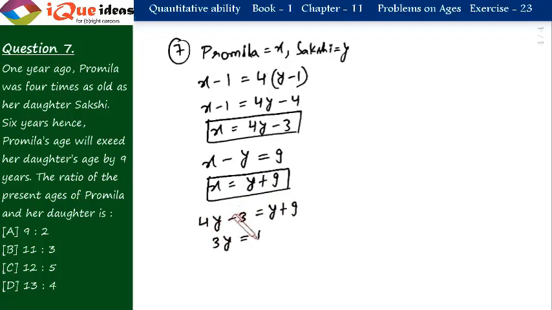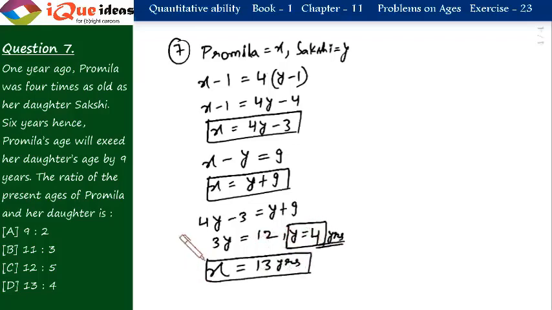So these are the two equations that we need to solve. So equate them. 4Y minus 3 is equal to Y plus 9. Y comes to this side, so it becomes 3Y equal to 9 plus 3, that is 12. So Y is equal to 4. That means the daughter's age is 4 years. If you put in any one of the equations, the mother's age would be 4 plus 9, that is 13 years. Oh my god, this is not possible. Practically it is not possible that the mother is 13 years old and the child is 4 years old.